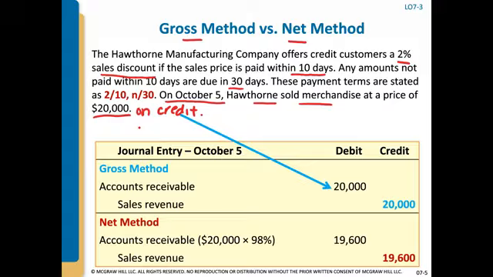So if you do the gross method, you record your receivable for the full amount of the sale. So we sold merchandise at 20,000. We debit accounts receivable 20,000 and credit our sales revenue 20,000. If you record it using the net method, you are assuming that your customer is going to take advantage of this discount, pay this invoice within the 10 days, and therefore receive the 2% discount, at which point they only owe you $19,600. So you record your accounts receivable at 19.6 and your revenue at 19.6.